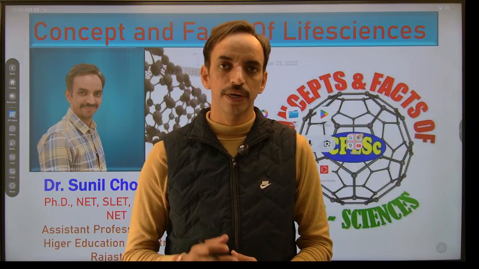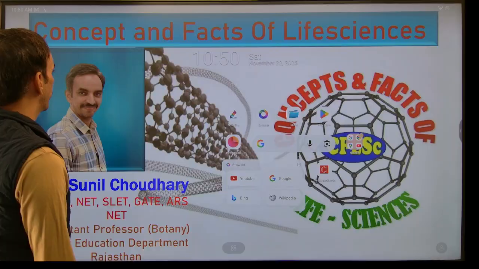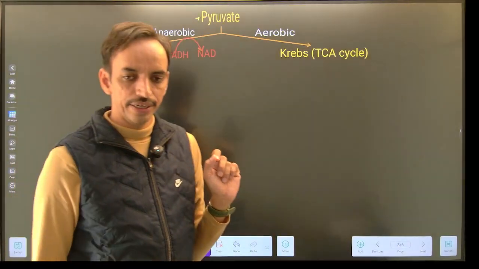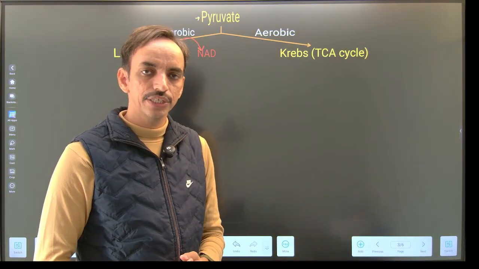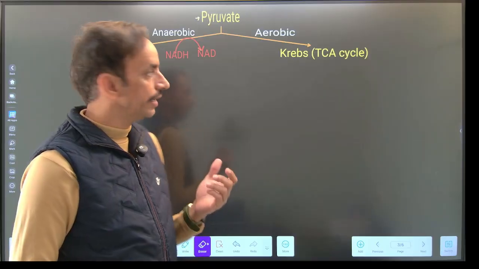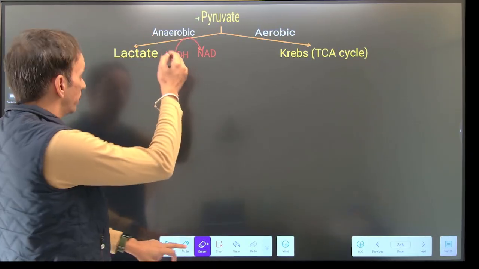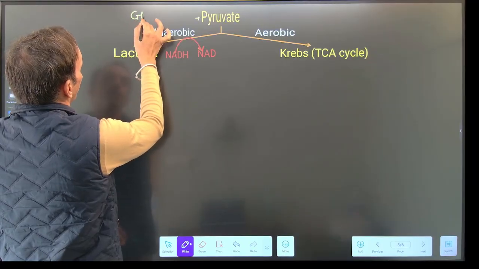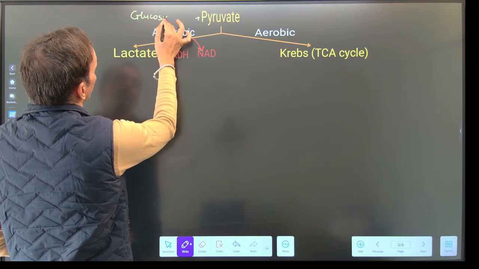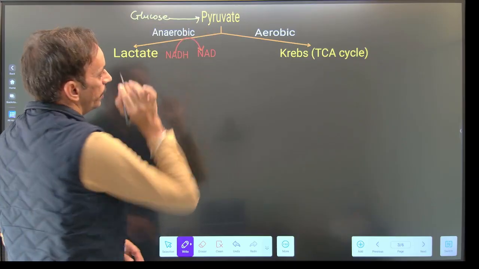Today in this video we are going to discuss the next part of cellular respiration, that is the Krebs cycle. In our previous video we discussed glycolysis, and in the process of glycolysis there is a conversion of a glucose into two molecules of pyruvate.